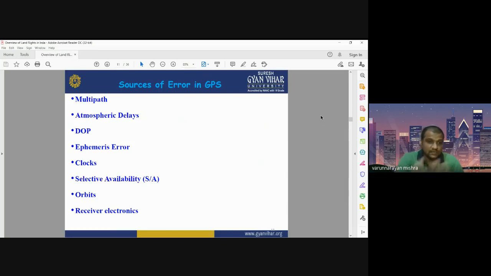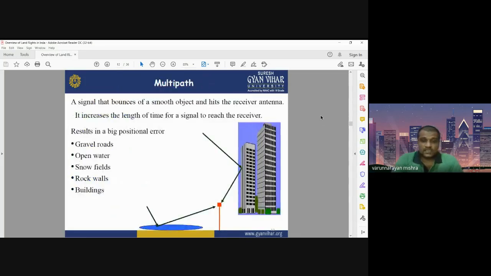These are the main errors that can be caused when we are surveying, when we are collecting the data sets by using GPS. Multipath error, atmospheric delays, dilution of precision, ephemeris error, clock, selective availability, orbits, GPS receiver electronics. So these are some common sources of errors. I will discuss in brief one by one what is multipath, what is atmospheric, what is DOP, and so on.